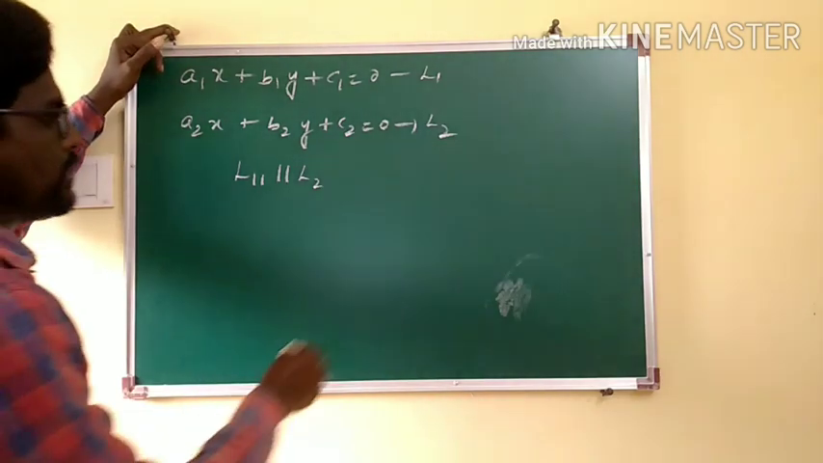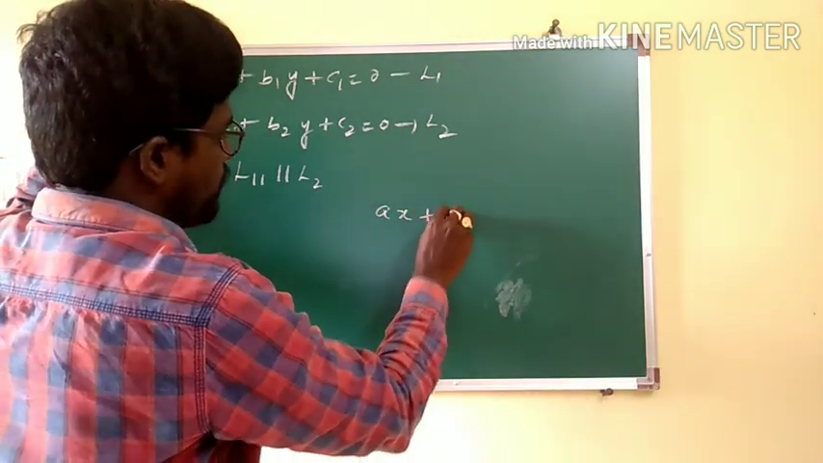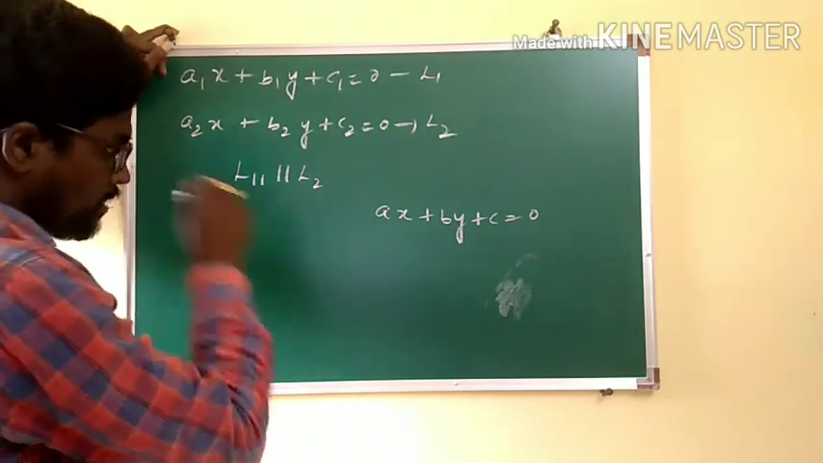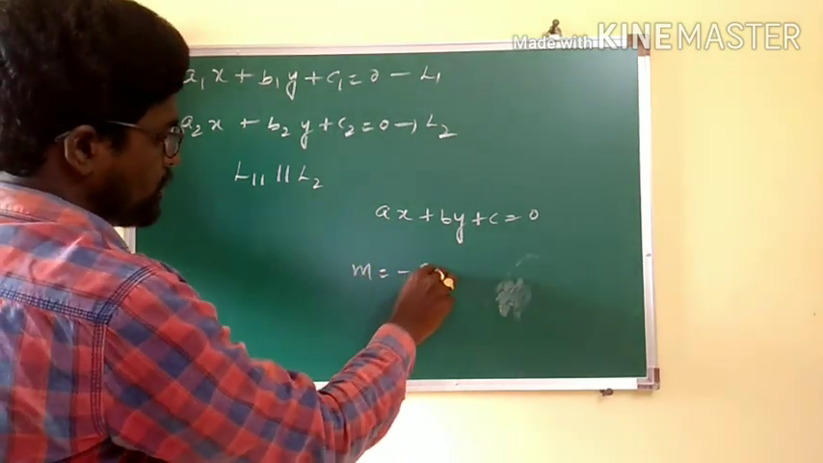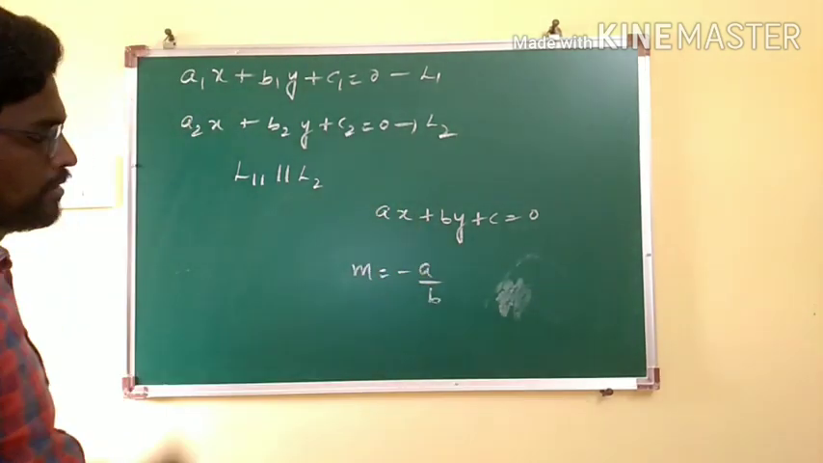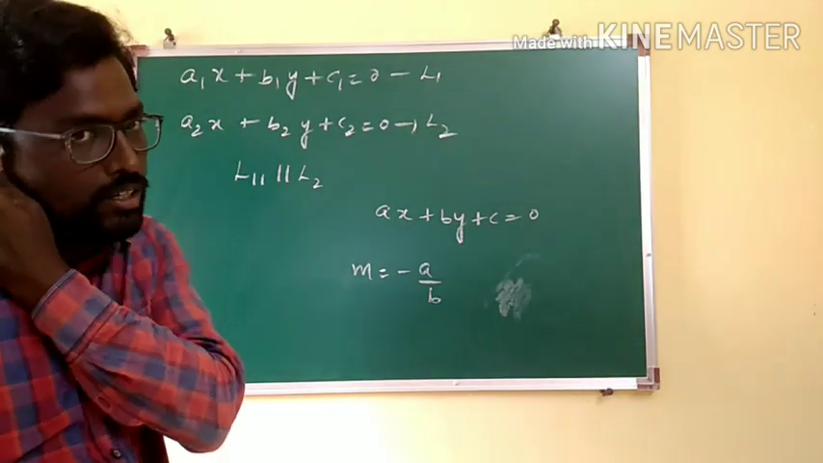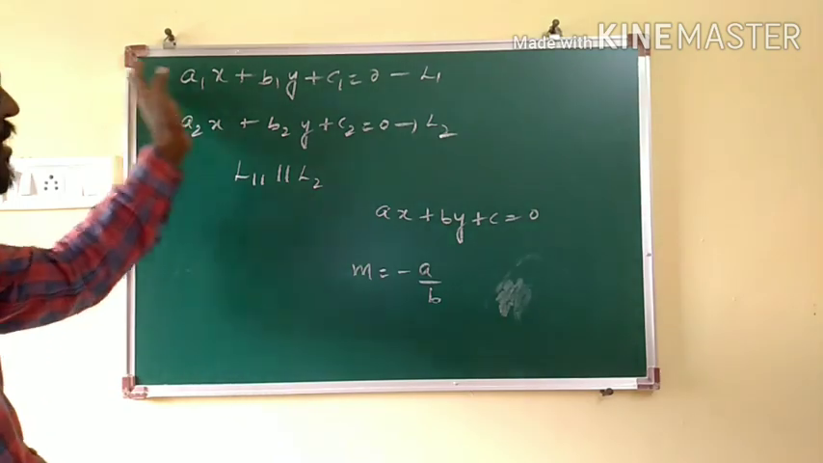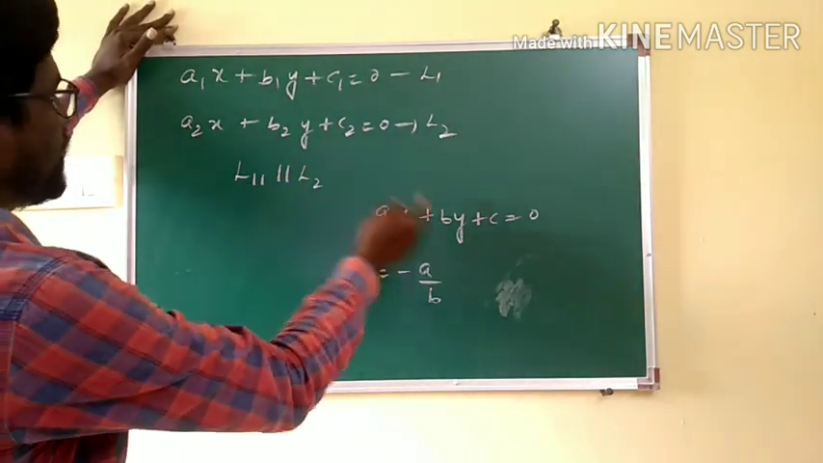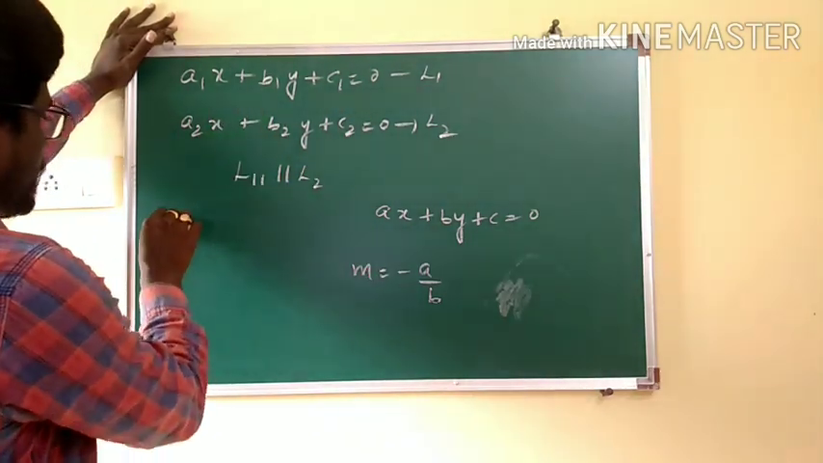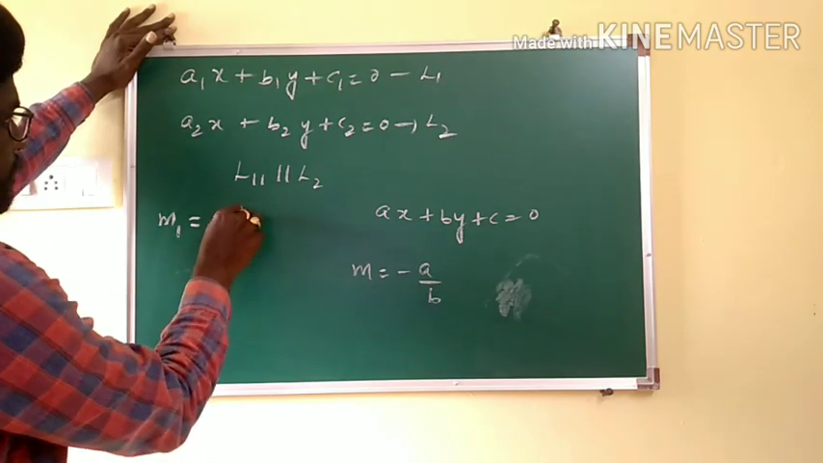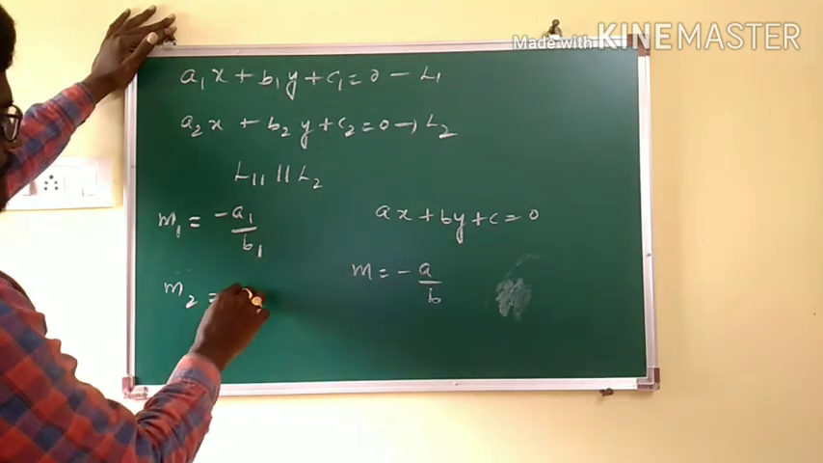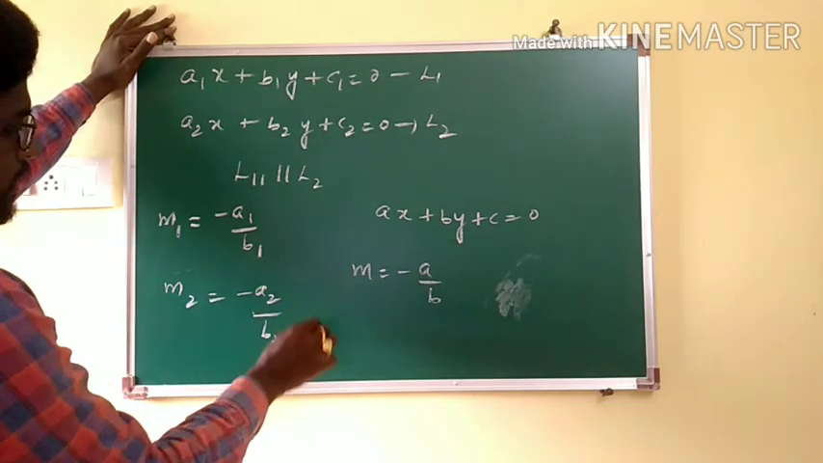What is the slope of the line which is in the form of ax plus by plus c equal to 0? I have suggested you to remember in the standard notation, that is m is equal to minus a by b. What is m here? m is equal to minus a by b. Similarly, if the line equation is in the same form, here a b replaced by a1 b1, then what will be the slope of line 1? That is m1 equals minus a1 by b1. And what is the slope of line 2? That is m2 equals minus a2 by b2.